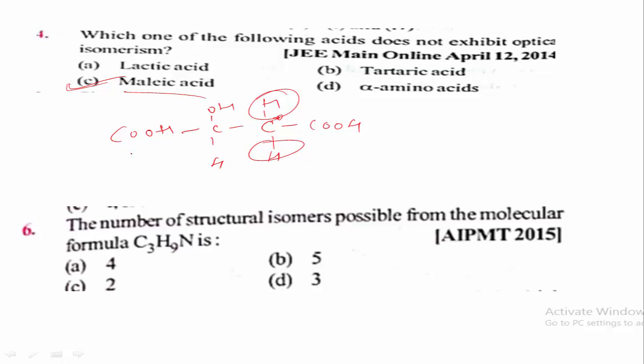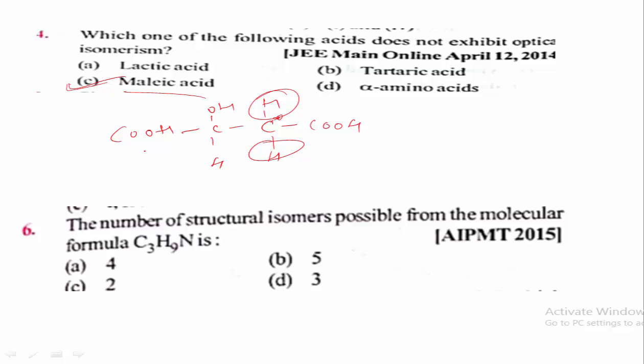And I think in the previous video, you know, the tartaric acid structure contains two asymmetric carbon atoms, then definitely it shows optical isomerism. And in alpha amino acids also an asymmetric carbon atom is observed. In lactic acid also an asymmetric carbon atom is observed.